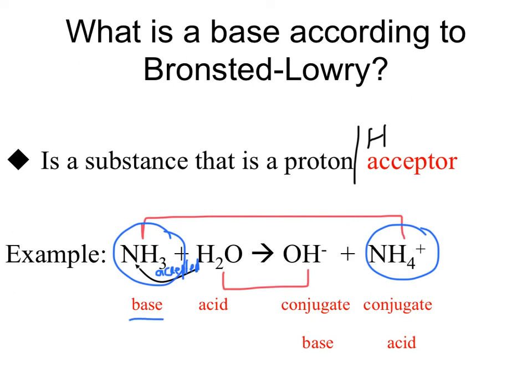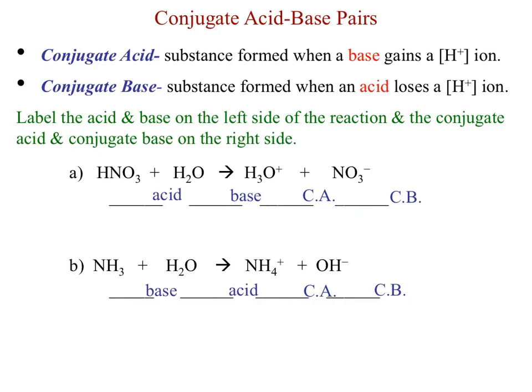Now, where did it accept that hydrogen ion from? Well, it accepted it from the water. And as the water donated its hydrogen ion to NH3, it became OH-. And that's why H2O in this grouping is also considered an acid. So Bronsted and Lowry realized in this process that acids and bases can create conjugate acids and bases. They will be found on the right side of the equation.